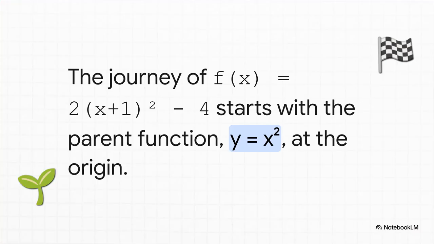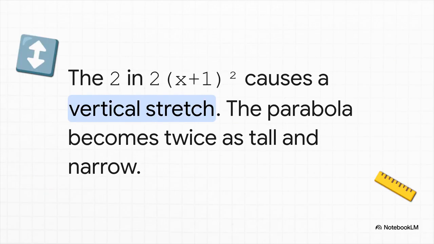All right, let's take a look at a specific journey. Check out this equation. Now I know it might look a little complicated at first, but trust me, we're going to start simple. Everything begins with our parent parabola. Good old y equals x squared, just chilling at the origin. So what's the first move? It's that number 2 sitting out front.